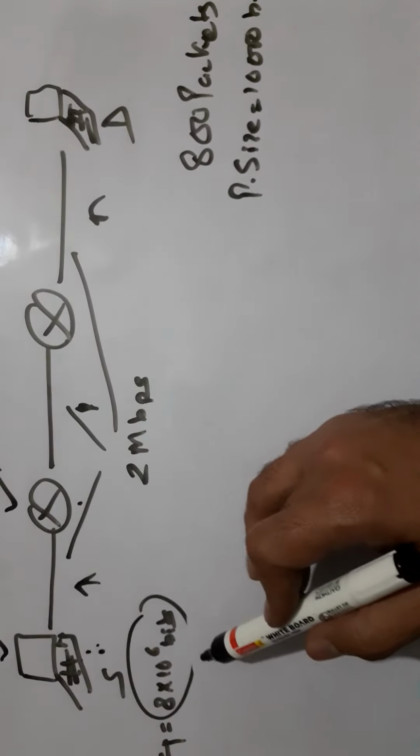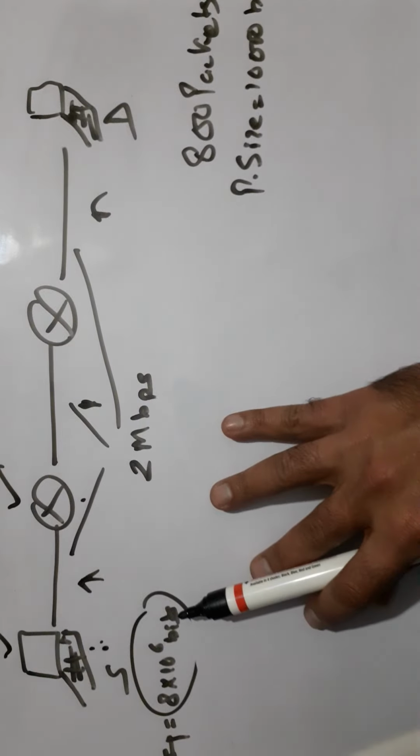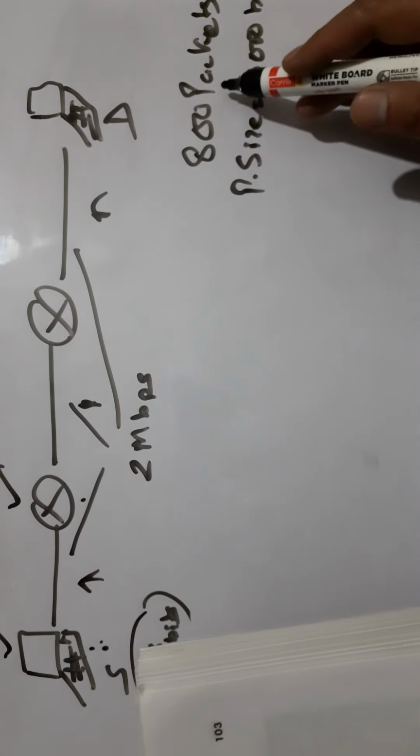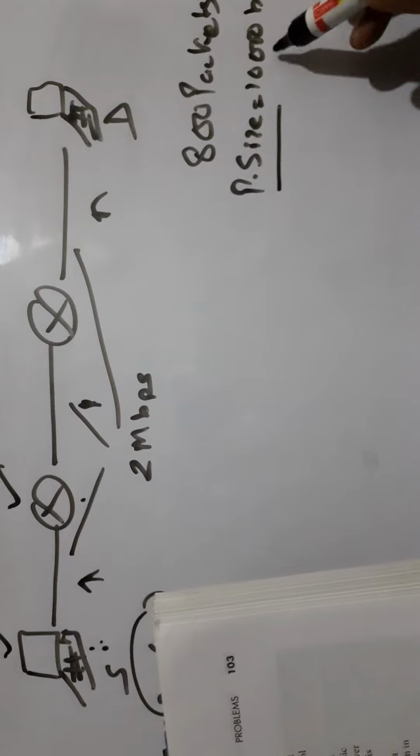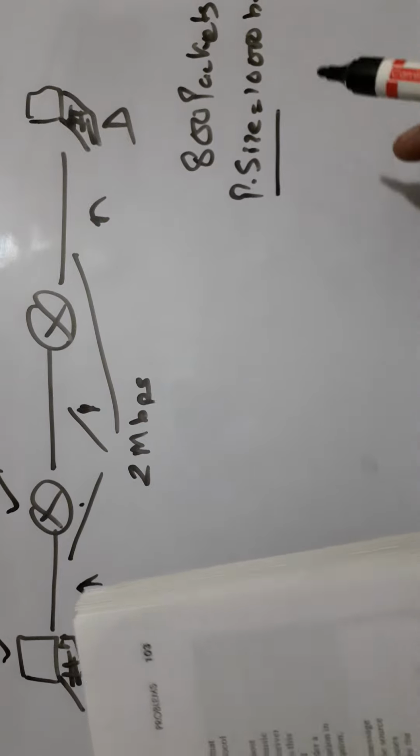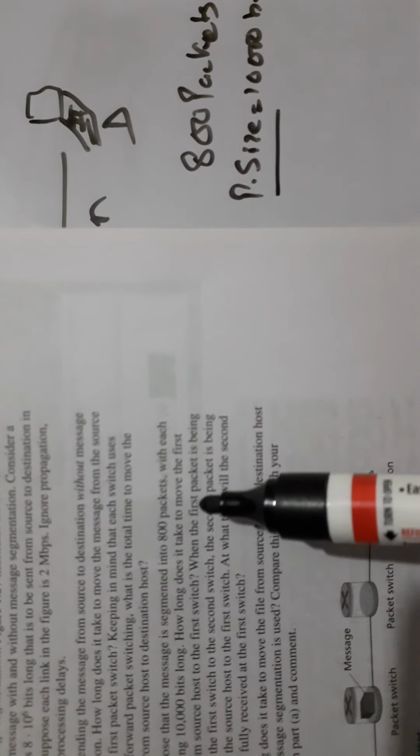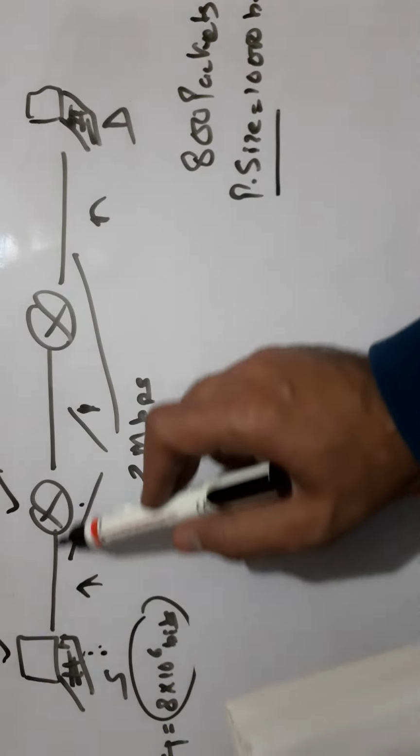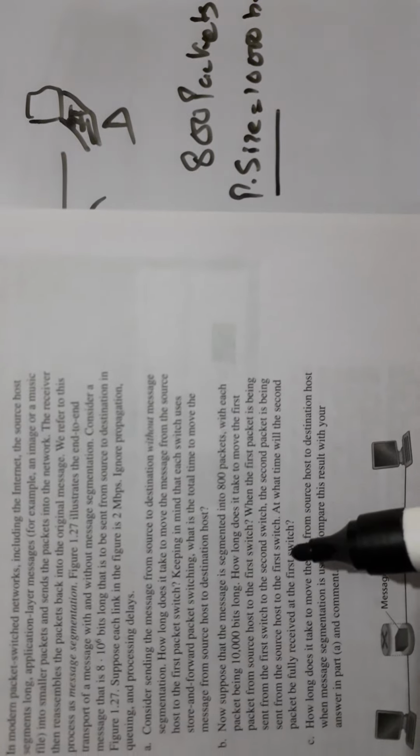So we are going to discuss both these parts. In the first part, it says that the complete message of this size is divided into 800 packets, with each packet size being 10,000 bits long. And now how long does it take to move the first packet from source host to the first switch? From source host to the first switch, it is talking about the first packet.